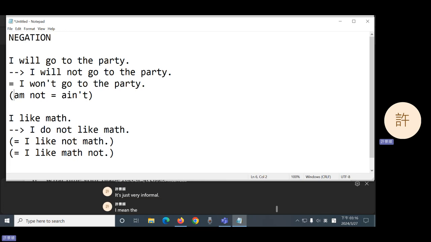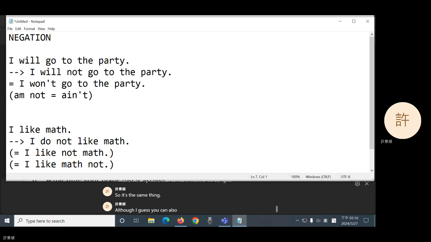I mean, the only word that comes in front of am is I, right? So it's the same thing. Although I guess you can also shorten are not. It should be aren't, right? But the informal version is also ain't, if you want.